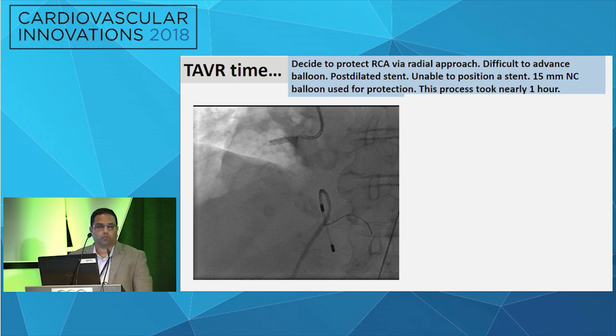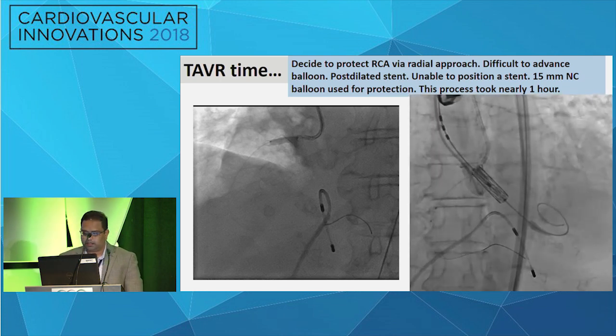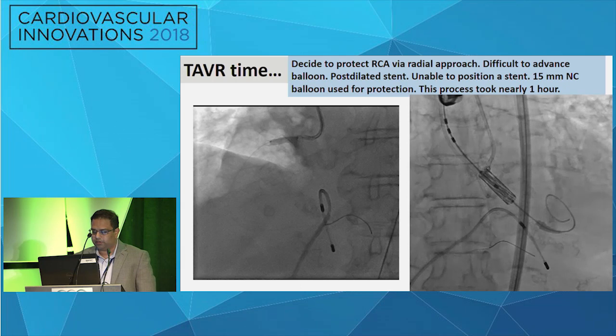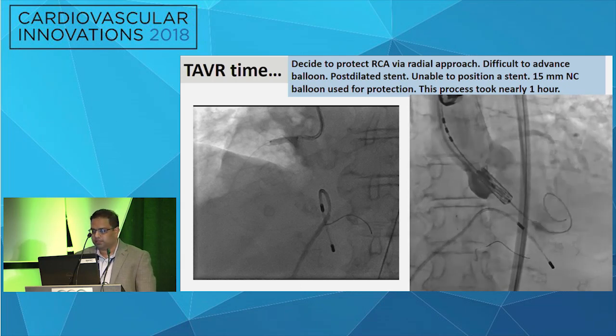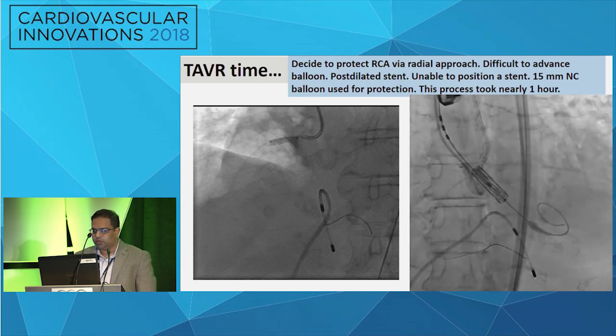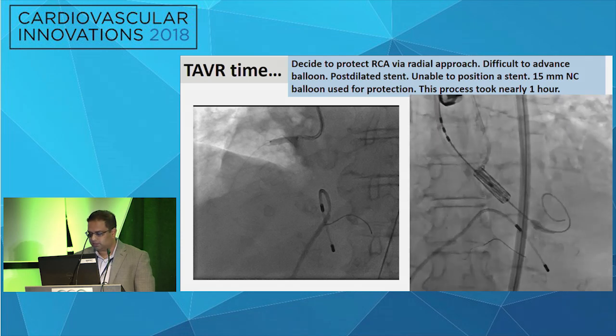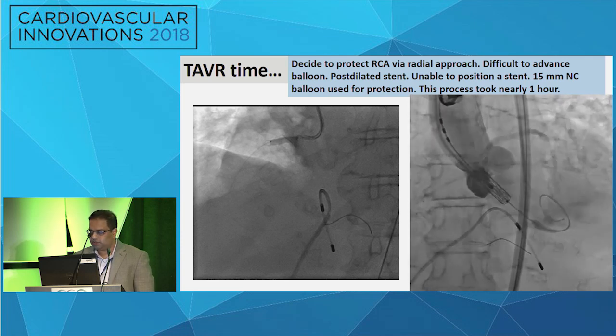It's really even difficult to wire this stented right. Able to get a wire down, difficult to advance the balloon, post-dilated aggressively. Thought about putting another stent, but unable to even deliver a stent at that point. Probably in hindsight, it's better not to add more metal to this mix. So eventually, after about an hour of doing all this, we get a non-compliant balloon down the right coronary artery, and that's going to be our protection balloon that we can pull back and post-dilate this stent if it gets kinked or crimped by the TAVR strut.